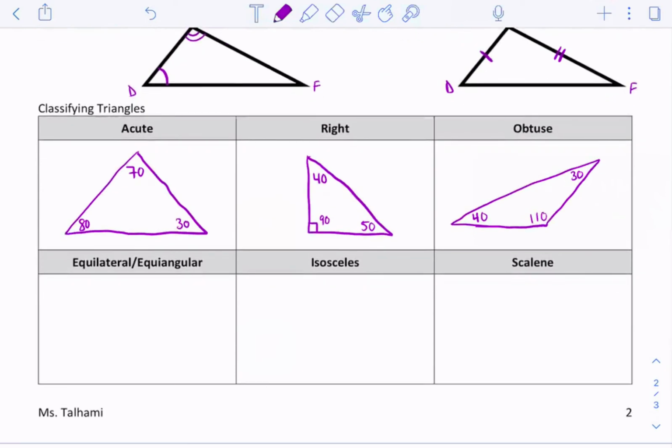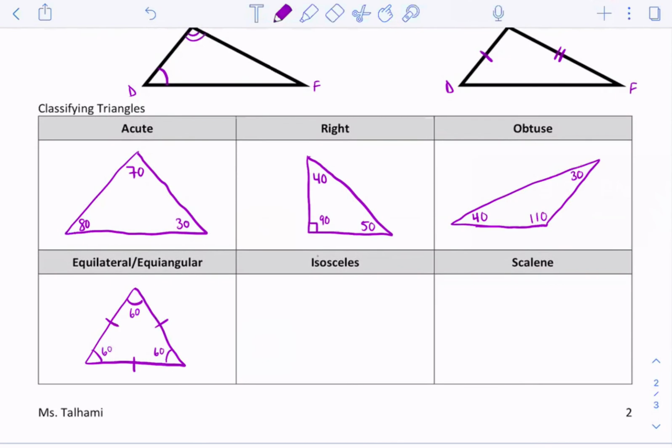An equilateral or equiangular triangle is when all three sides and all three angles are equal. We'll learn this more in just a bit. I believe it's our next lesson, but all three of them would be 60 degrees if it was equilateral or equiangular.